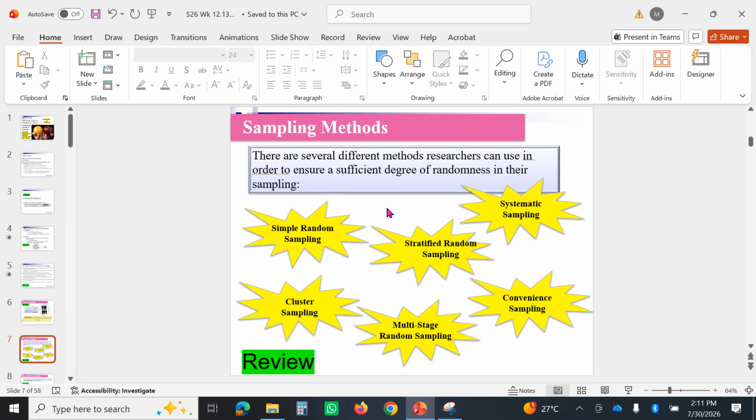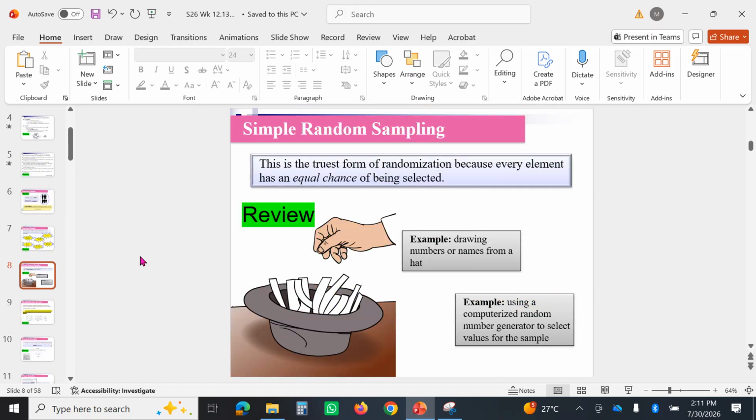There are several different methods researchers can use in order to ensure a sufficient degree of randomness. You've seen most of these. Simple random sample, cluster sampling, stratified random, multi-stage random, convenience, systematic. I'm just going to go quickly over them here. Simple random sample is the truest form of randomization because every element has an equal chance of being selected, right? Draw names from a hat, okay? You can use computerized random number generators to select values for the sample. Okay, simple random sampling. Genius.